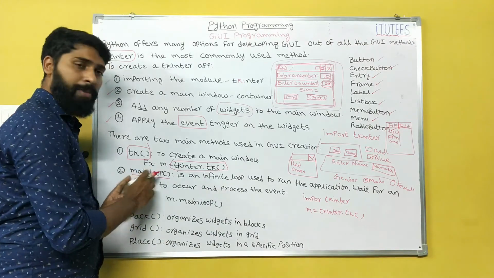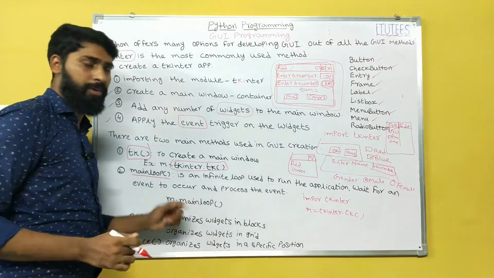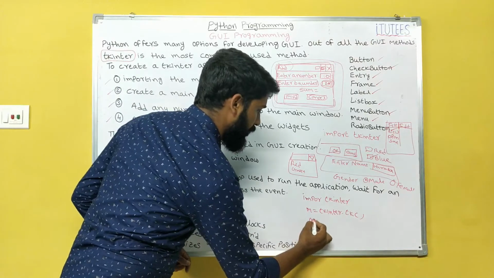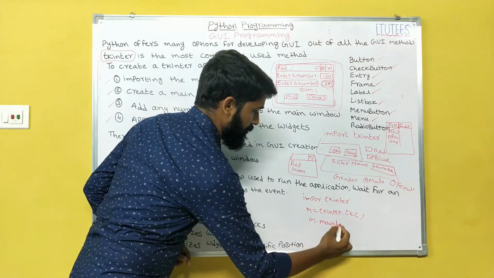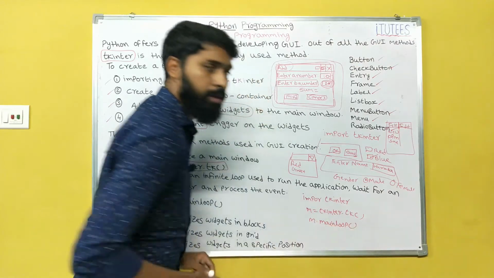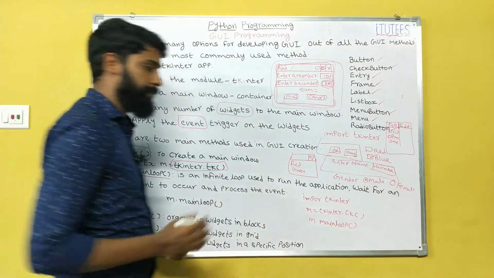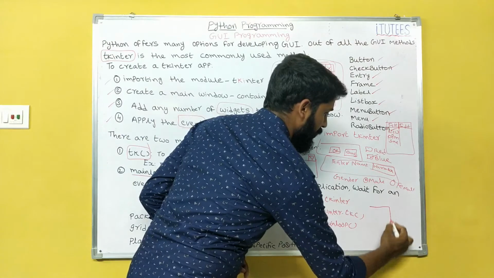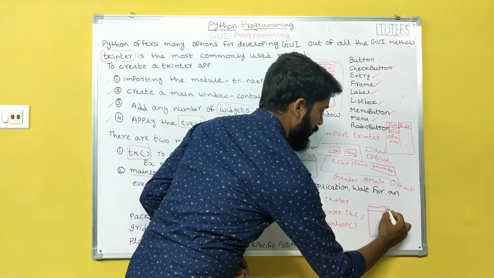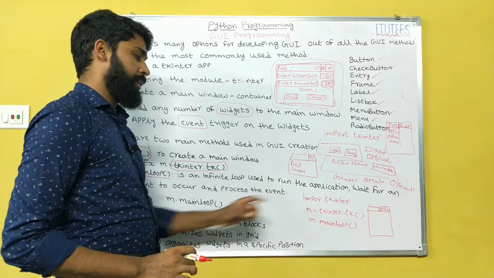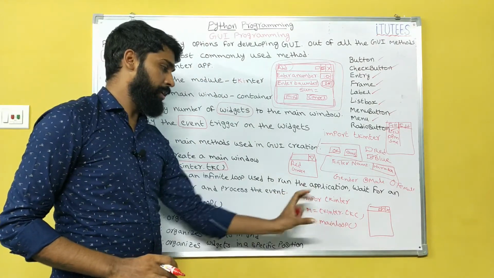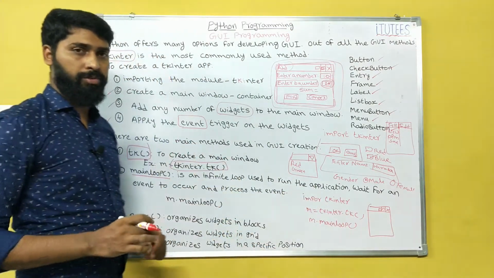So we can add this mainloop to this window. How? m.mainloop(). That's it. If you execute this program, then one small window appears. Nothing is in this window, it's just a window and the title string.